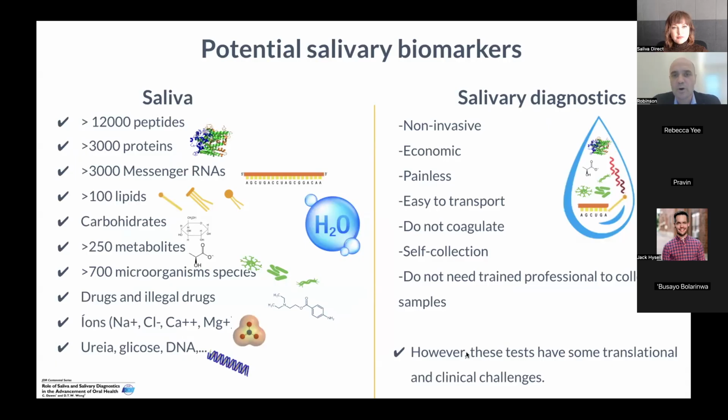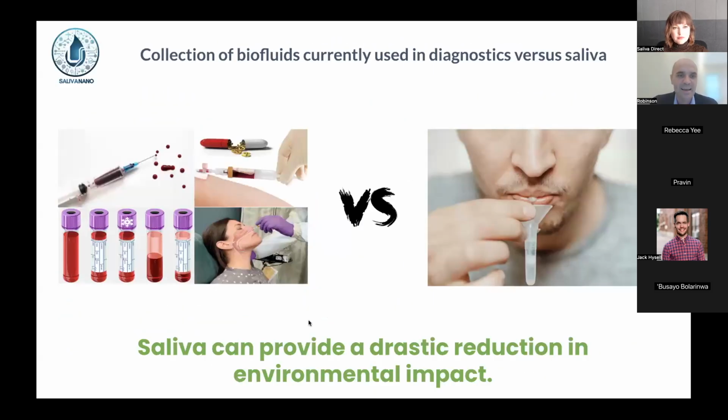Salivary diagnostics is non-invasive, economical, painless, and easy to transport, saliva does not coagulate, and it permits self-collection without trained professionals to collect the sample. However, these tests have some translational and clinical challenges. As we can see in the figure, saliva can provide a drastic reduction in the environmental impact.